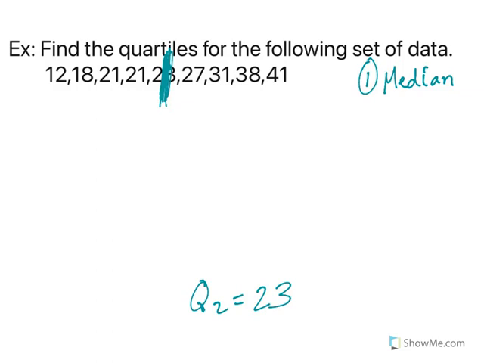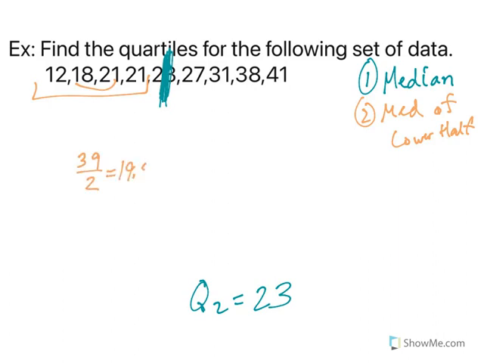So my lower half, step 2, median of the lower half. I have an even number of numbers, so my median is going to be the average of 18 and 21. I add those together, I get 39, and I divide by 2, which gives me 19.5. So my median of the lower half cuts between those. Q1 is 19.5.